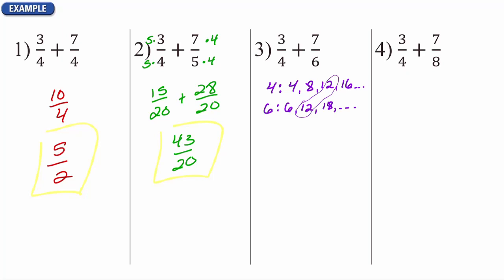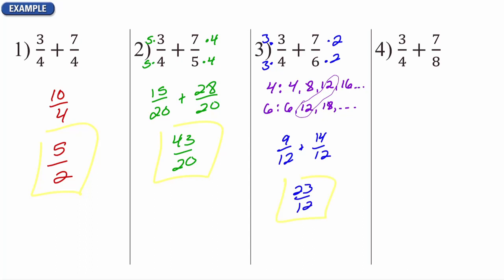So once you figure out what the least common multiple is, you need to go back and say, well, in order to get from 6 to 12, I need to multiply by 2. I can't just multiply the bottom by 2, I also have to multiply the top by 2. Then for the 4, to get from 4 to 12, I need to multiply that one by 3, so I also have to multiply the top by 3. So then I end up with 9 over 12 plus 14 over 12. So that's going to be 23 over 12.